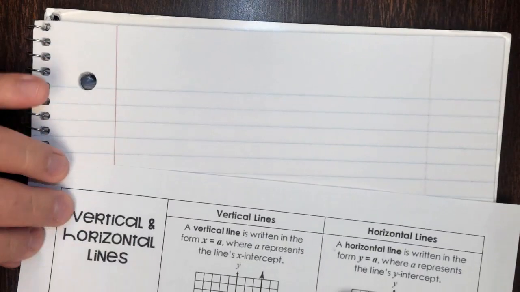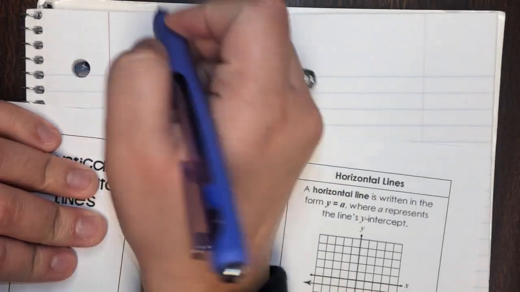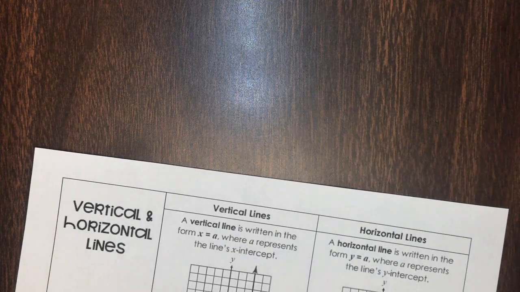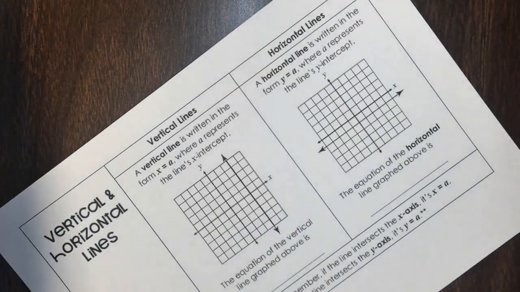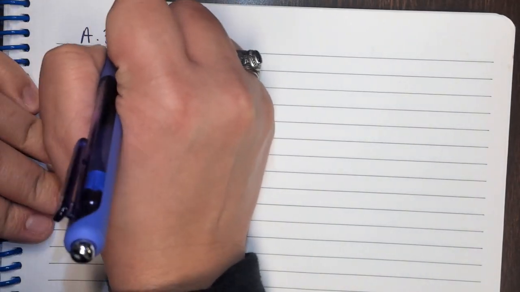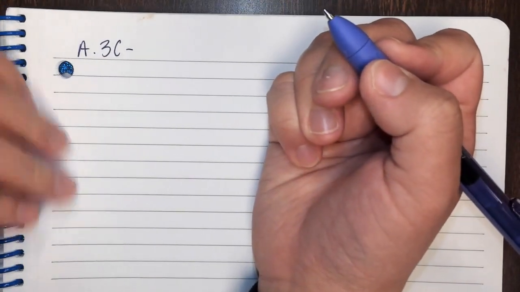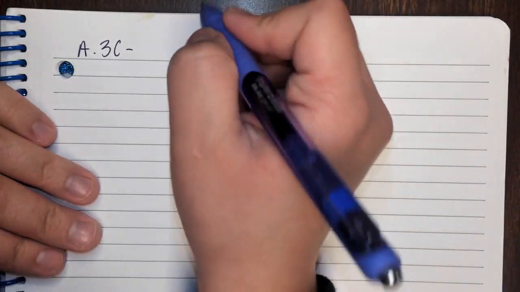Alrighty. So, we're on the notes. This is still, oh, this is the wrong journal. Alright. This is still A.3c. Okay, I feel like we've been on A.3c for a long minute.